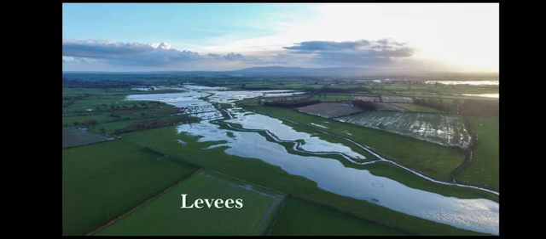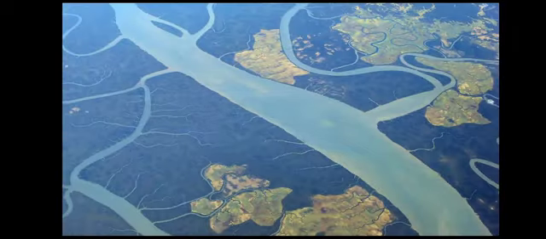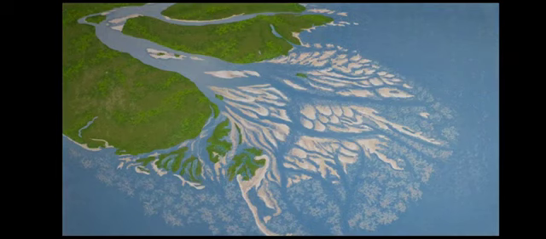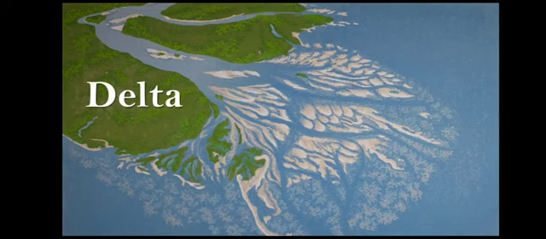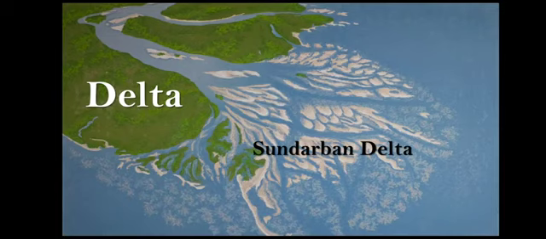As the river approaches the sea, the speed of the flowing water decreases and the river begins to break up into a number of streams called distributaries. The river becomes so slow that it begins to deposit its load. Each distributary forms its own mouth. The collection of sediment from all the mouths forms a delta. For example, the river Ganga makes the world's largest delta, named the Sundarban Delta.